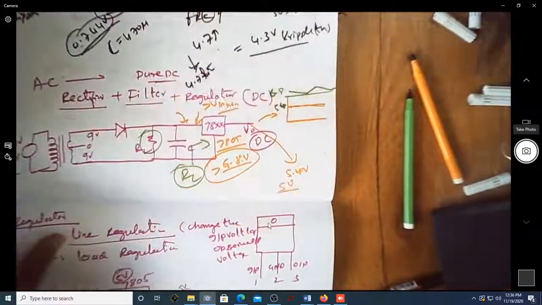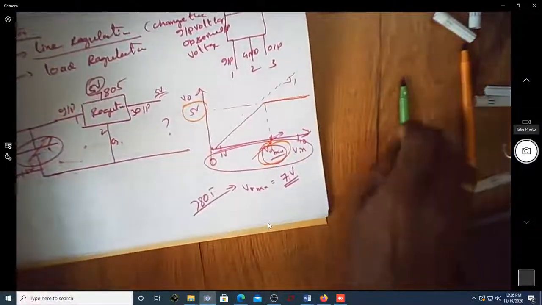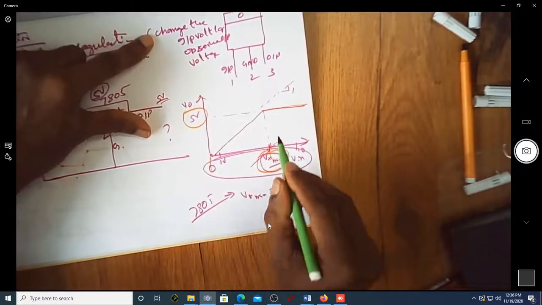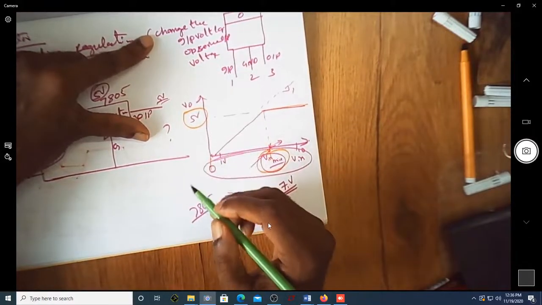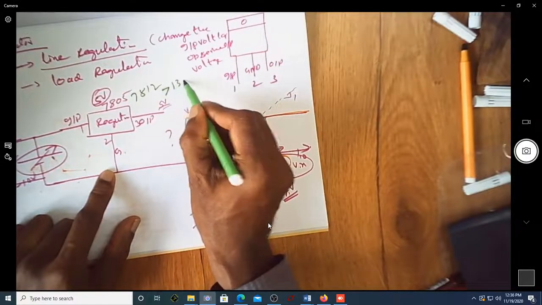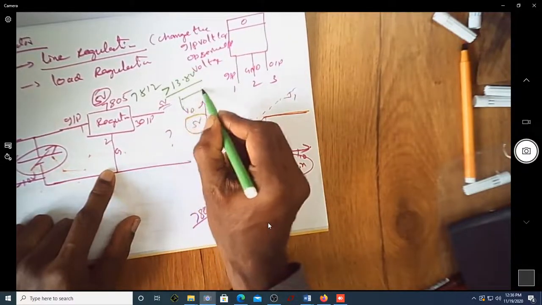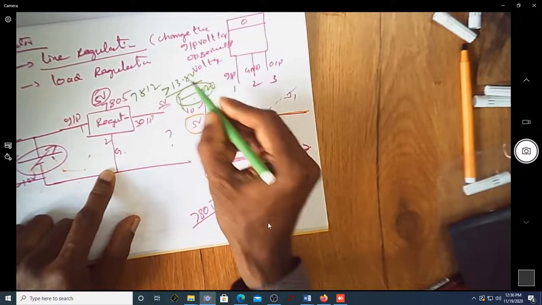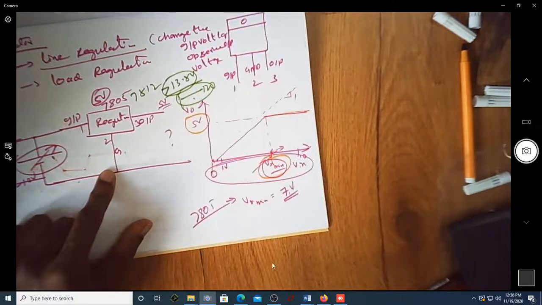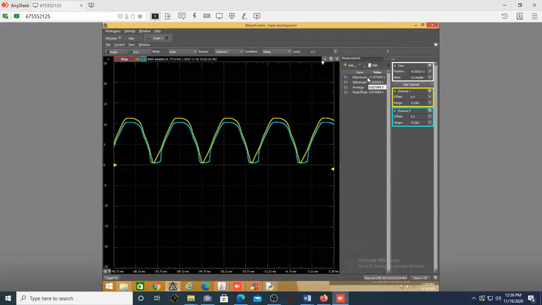We had this line regulation, especially for that full wave rectifier. The input voltage that we are applying to the 7812 should be greater than 13.8 volt to get a constant 12 volt. Since the input voltage applied is less than 13.8, which is exactly how much? 11.2. I am not getting a constant voltage of 12 volt in this particular circuit because my input voltage is less.